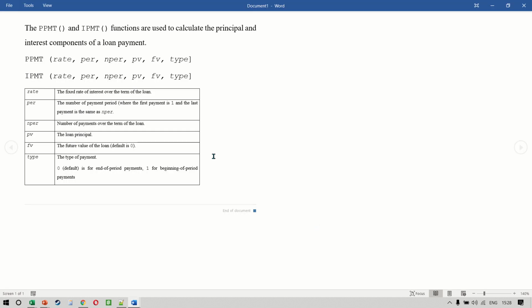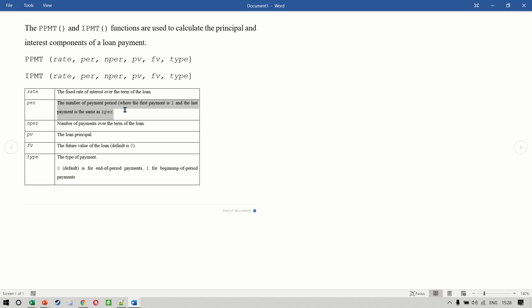This is how the two functions look. So we have PPMT and IPMT. They're exactly the same, so the arguments are exactly the same. The difference is that PPMT allows you to calculate the principal, while IPMT allows you to calculate the interest component. So rate is the same as PMT. So we have the fixed rate of interest.